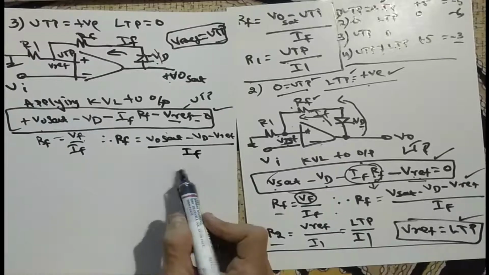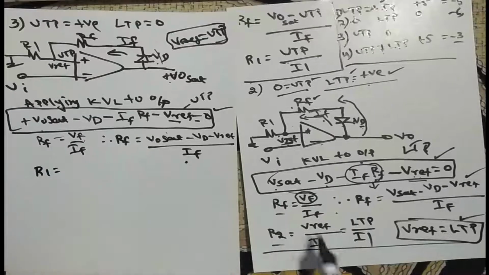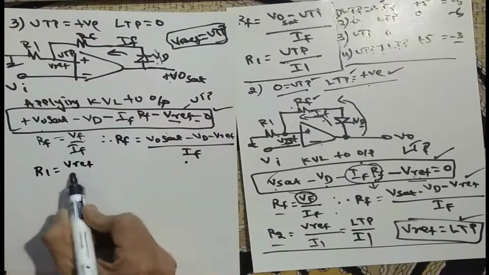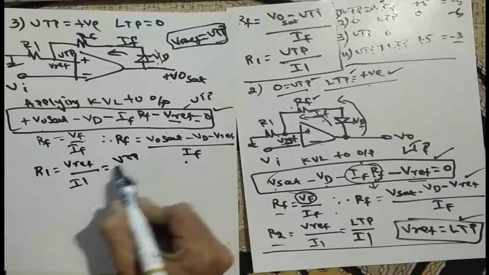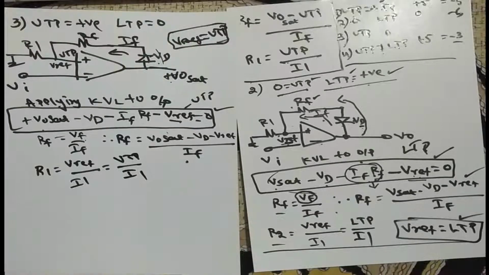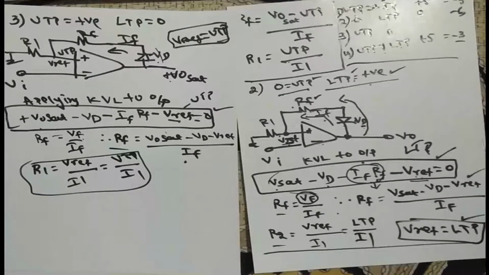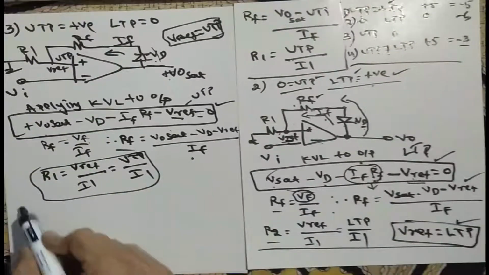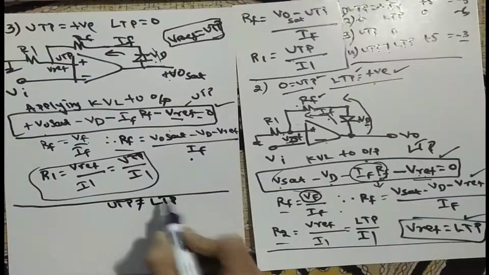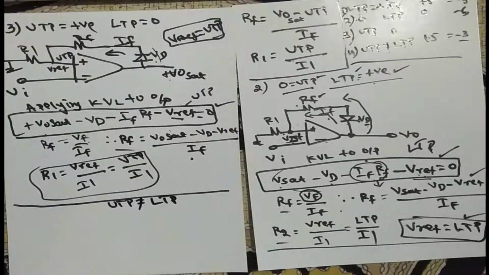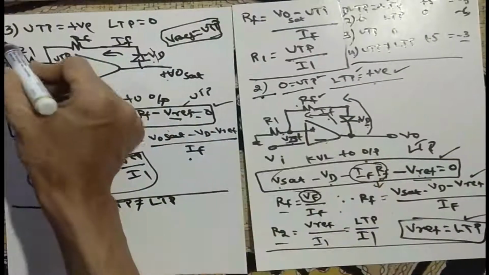What you got is the same. So next, we can talk about R1. R1 is equal to, as usual, V reference by I1. It's nothing but V reference here, UTP, so UTP by I. I hope you are following this portion: what is R1, what is RF, and what is the UTP value. These are the three equations we discussed. The last portion is that UTP is not equal to LTP, or the UTP and LTP positive and negative values are different. So what we usually do is combine this equation, circuit 2 and circuit 3.